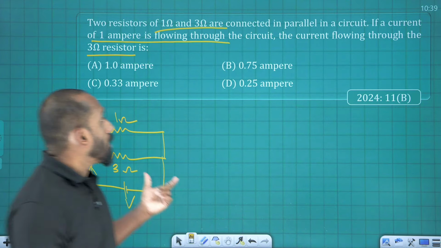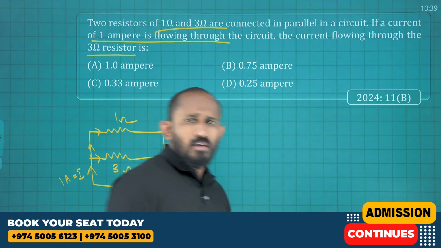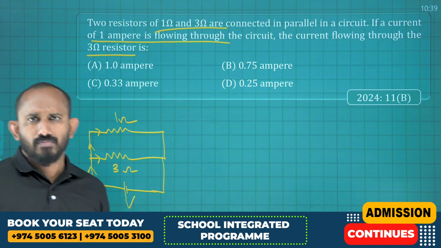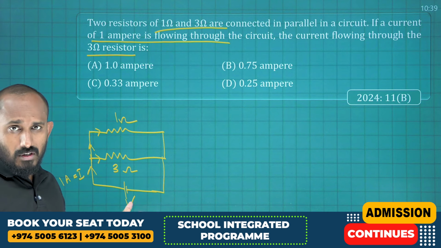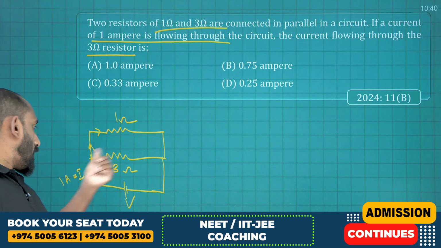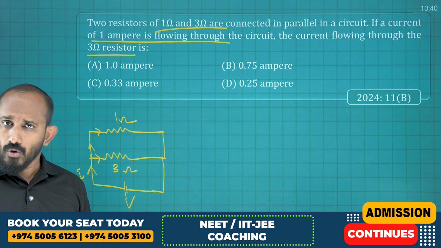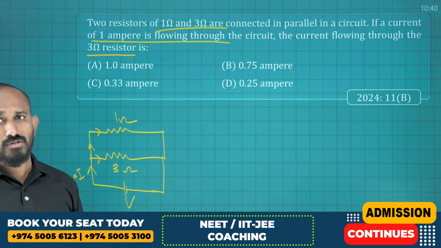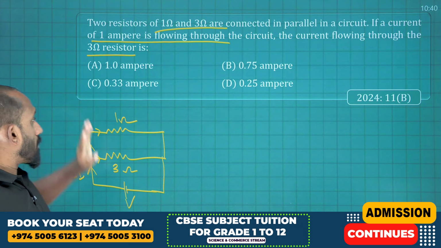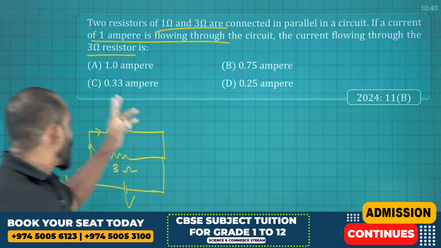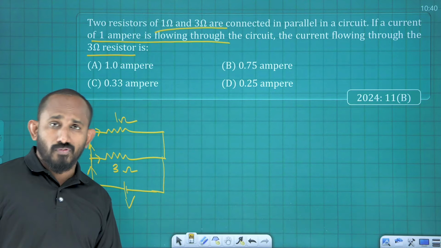So in 3 ohm, how much is the current? That's the question. Either you can find the total voltage, then the voltage across 3 ohm, then find I. So I1 and I2 we have to find out, and I2 only is the question. The options are 1 ampere, 0.75 ampere, 0.33 ampere, 0.25 ampere.